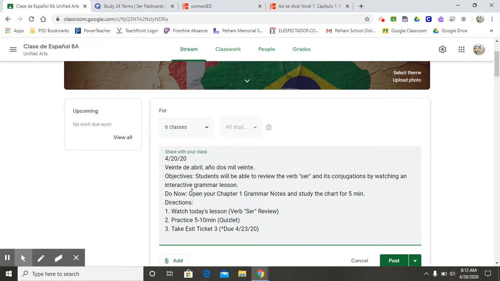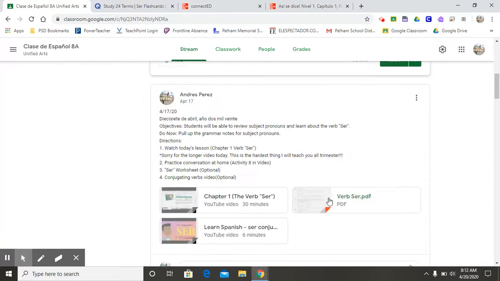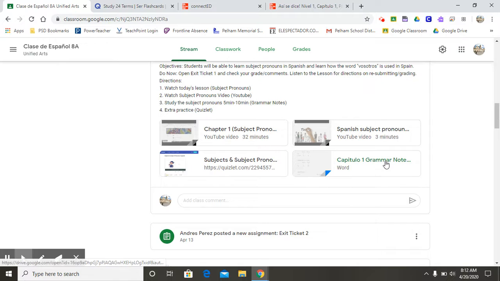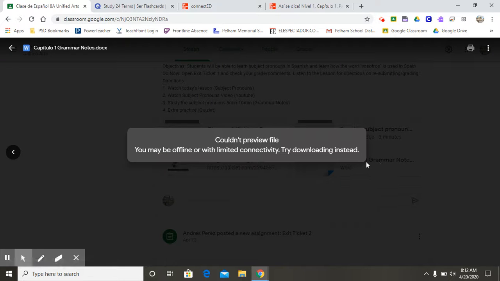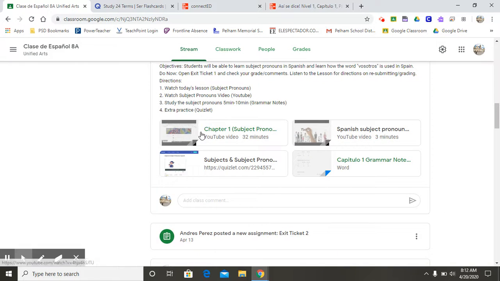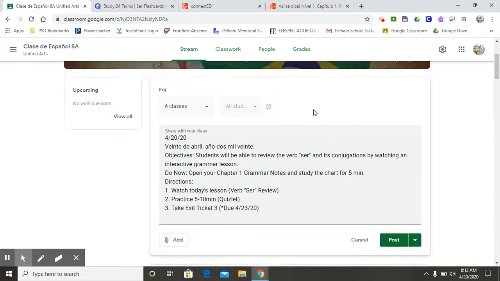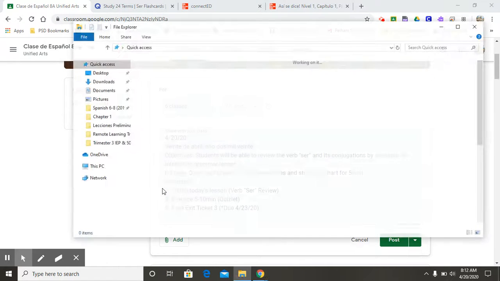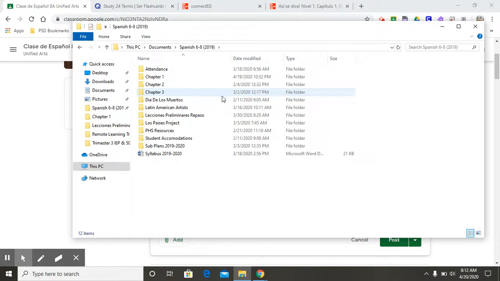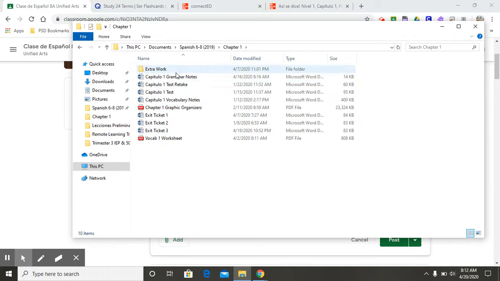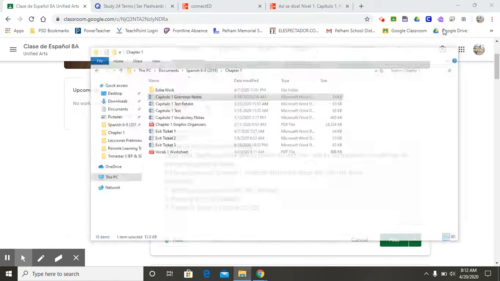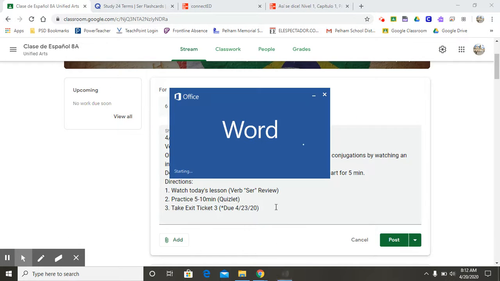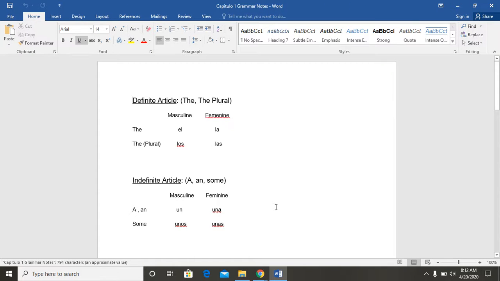Now it says, do now: open your chapter 1 grammar notes and study the chart for 5 minutes. So what I would like you to open up is these grammar notes. Oh, couldn't preview the file. Okay. So let me just load them up really quickly. Okay. So these are the grammar notes that I'm talking about.